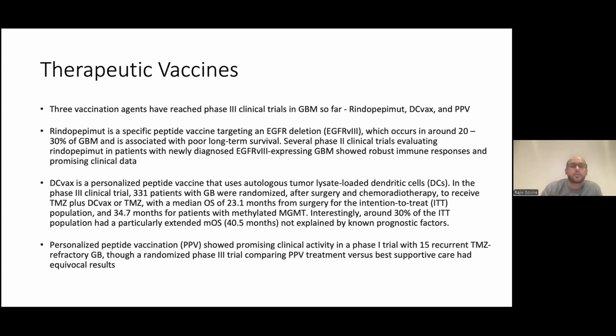There are also now therapeutic vaccines that are being evaluated in GBM therapy. Three vaccination agents have reached phase 3 clinical trials in GBM so far. These are rindopepimut, DCVax, and PPV.